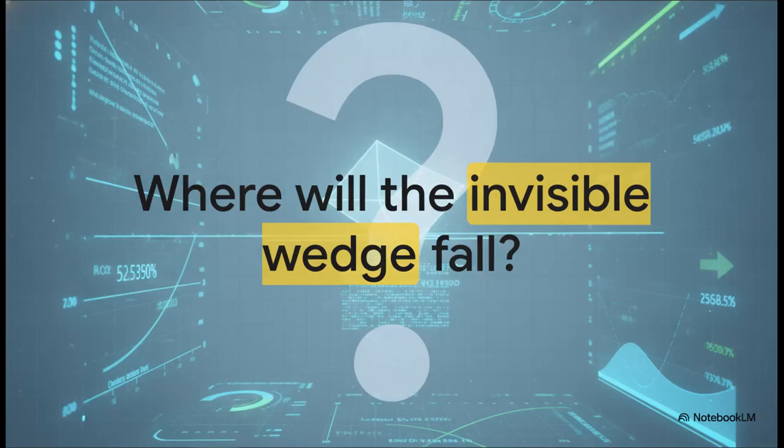Which brings this whole thing right back to you. The next time you vote on a new tax or hear a politician promising a shiny new price control, look past the system override. Ask yourself, once the market shifts and the dust settles, where will that invisible wedge actually fall?